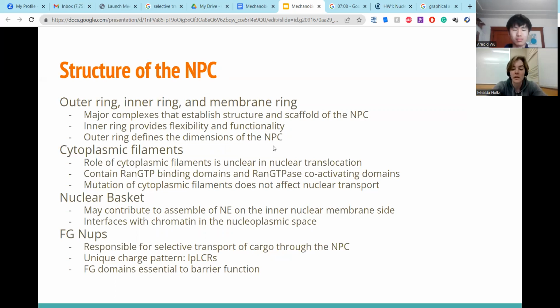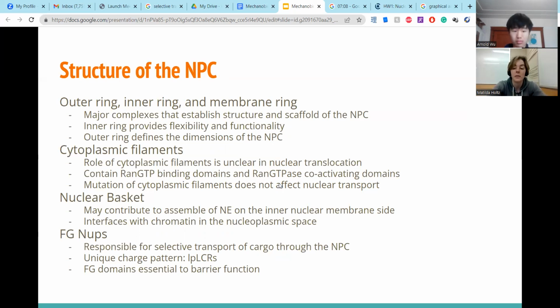8 cytoplasmic filaments extend from the cytoplasmic outer ring. Their function in nuclear translocation remains relatively unsolved, although these filaments interface with cargos in the cytoplasm and contain binding domains for import and export machinery. Mutation of these domains has little impact on NPC function.